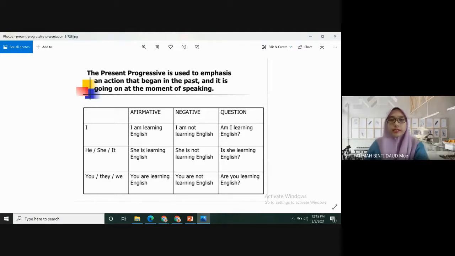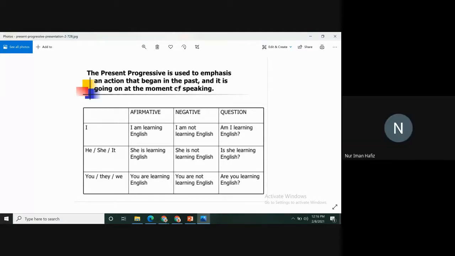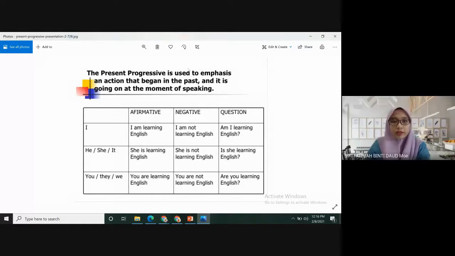So, present progressive or present continuous is used to emphasize an action that begins in the past and is going on at the moment of speaking. Okay, don't bother with the description. Just look at the table here. This one I explain later.